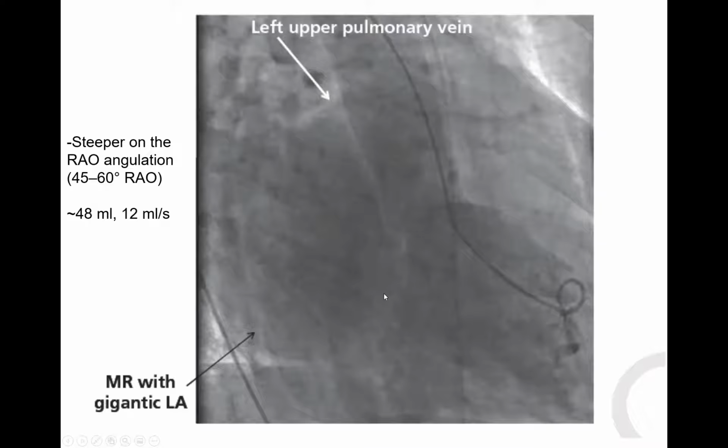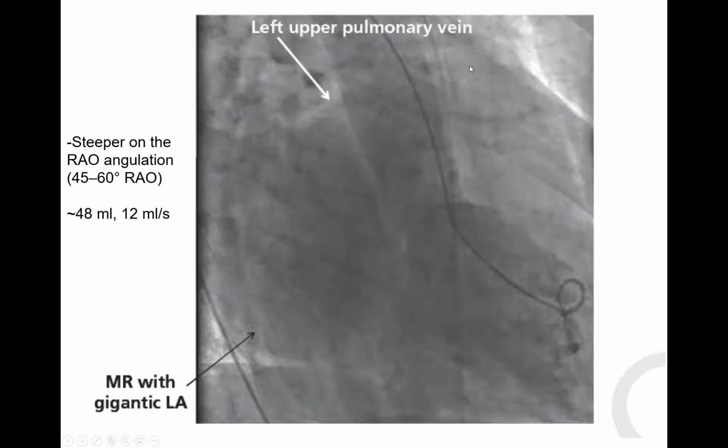You have to do it properly. So I'm going to give you a hint about how to do an LV-gram when you're suspecting MR and how to do an aortogram when you're suspecting AI, and then get your best answer. So before I tell you that, I'm just going to give you the criteria of what we call severe MR by LV-gram, okay? Anybody knows how do we call it severe MR by LV-gram? Maybe a second year fellow?